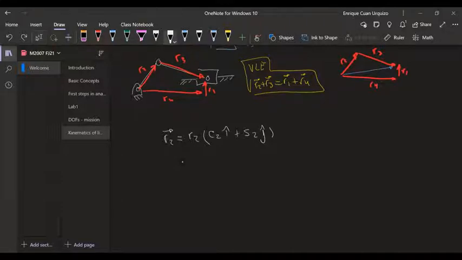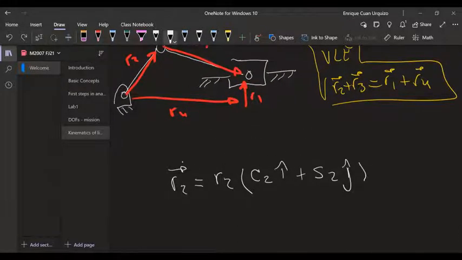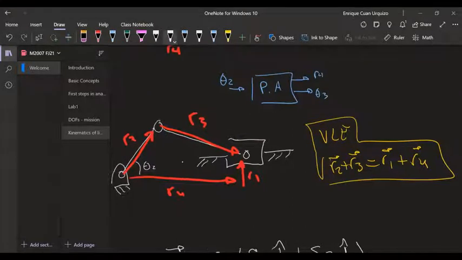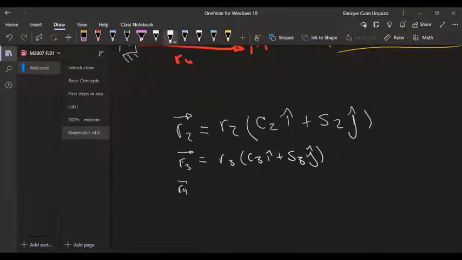That's only true if theta 2 is from the horizontal to the left. That's theta 2. Now, if I want to write a similar expression for R3, then I need to have theta 3 to be from the horizontal to the left. That's theta 3. Now R4 or R1, whichever you want to do first. I'm going to do R4.